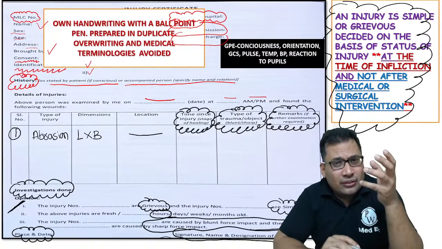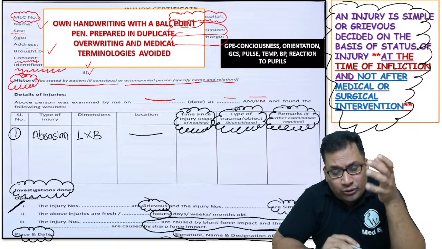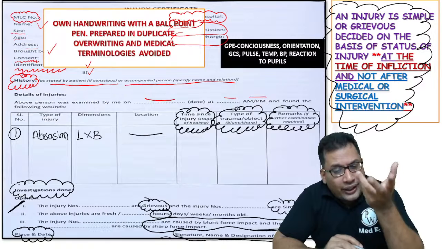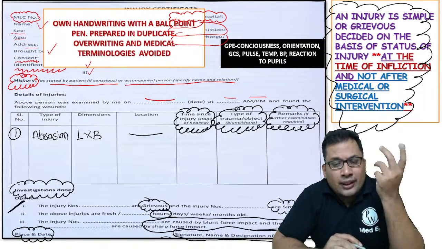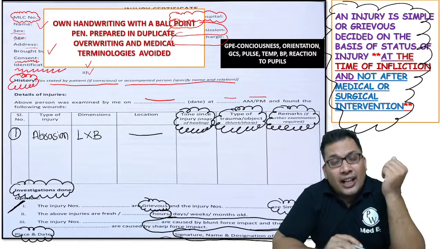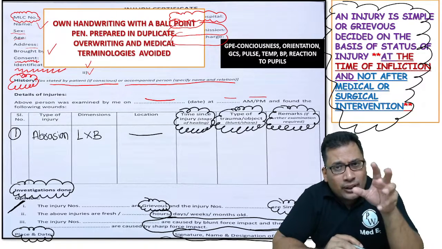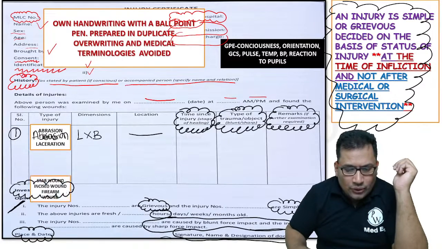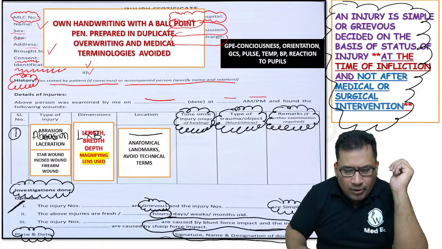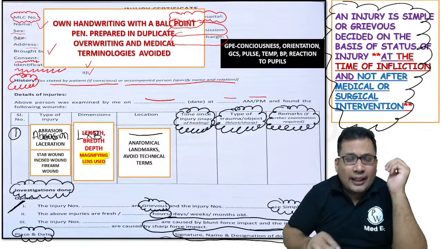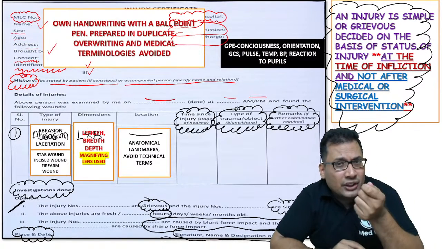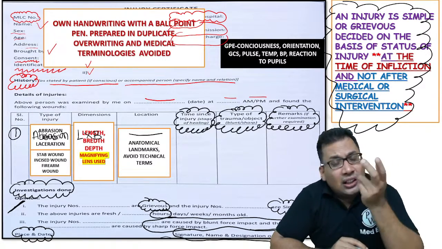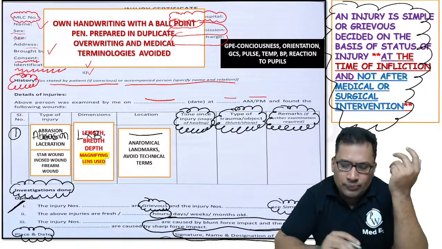Then also you need to mention a general physical examination before the proper examination. Like example, consciousness, orientation, pulse, temperature, blood pressure, reaction to pupils. All these are the important components of general physical exam. So this is okay. And sometimes you can use magnifying lenses to examine the injuries. So if irregular margins, then it must be a laceration. Clean cut margin, it must be incised wound.